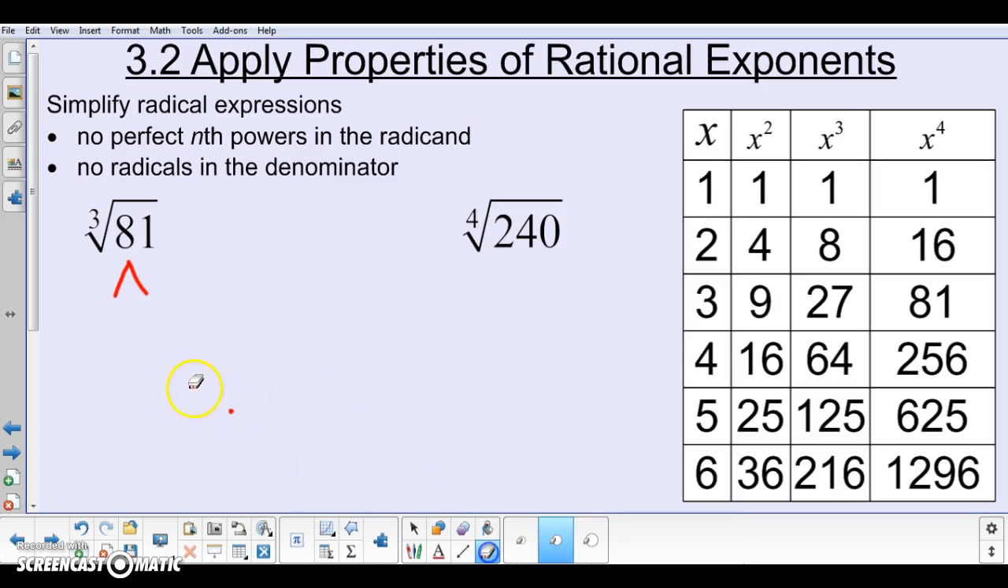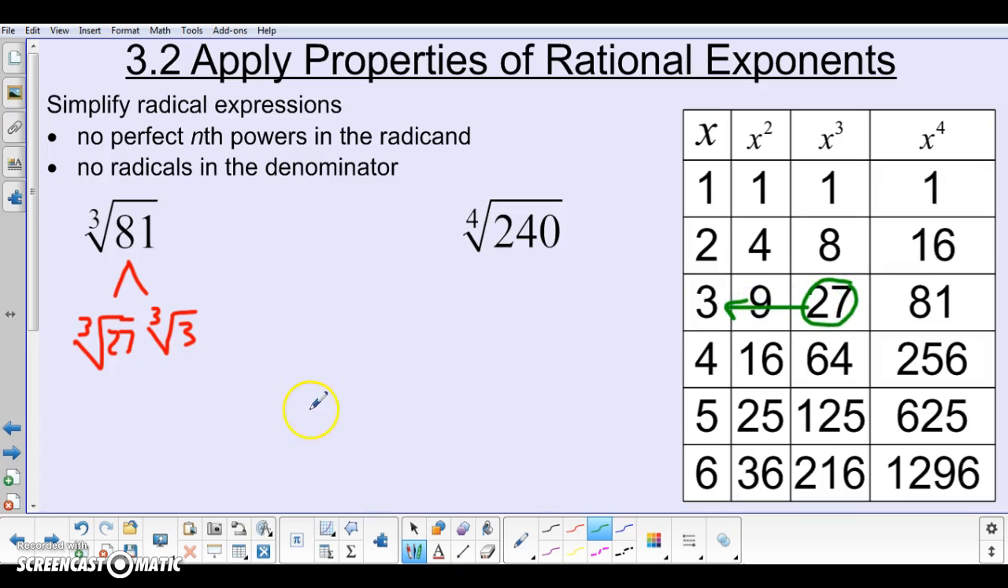With that info in mind, what we would do then is split this up into the cube root of 27 times the cube root of the leftover factor, which in this case would be 3. Now, I picked the cube root of 27 because that's a nice number. The cube root of 27 is 3, because that's what I cubed to get 27. So this expression turns into 3 times the cube root of 3 when I'm all done. 3 doesn't have any perfect cubes as factors, so there would be my simplified radical expression.